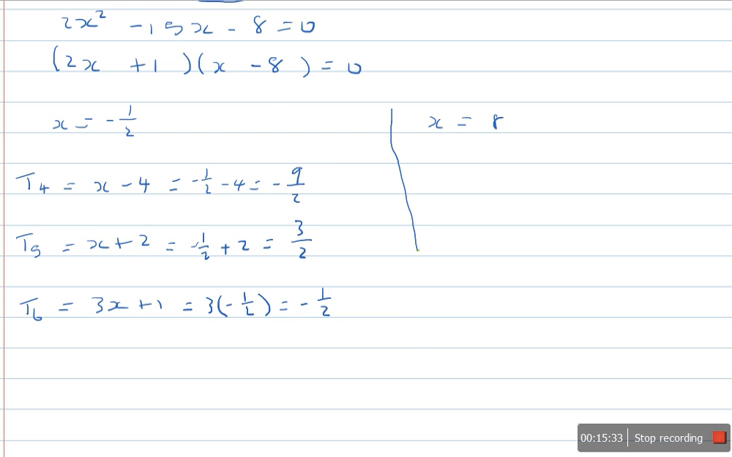Then we use x as 8. So T4 is x minus 4, so this is 8 minus 4, which gives us 4. Then T5 will give us 10, and then T6 gives us 25.